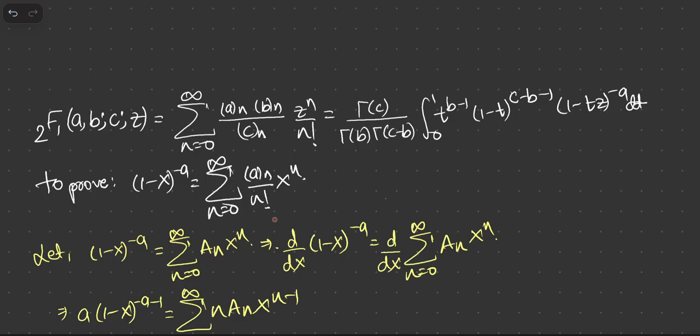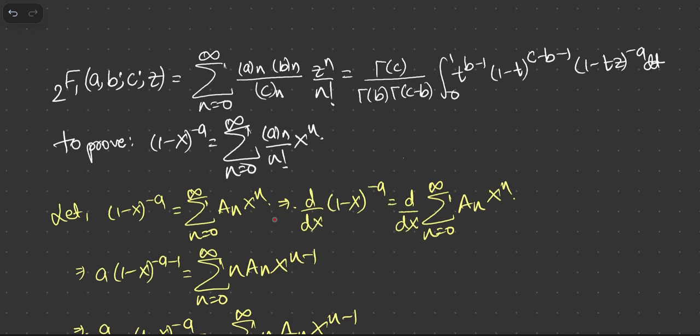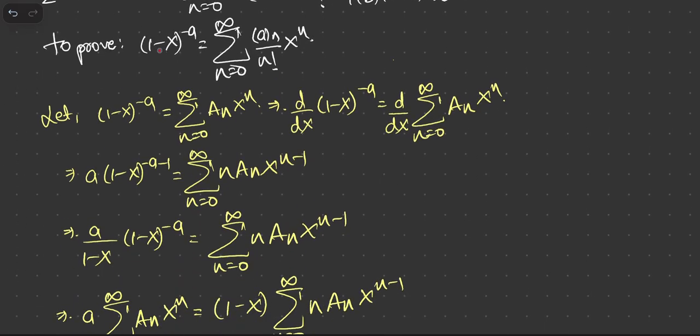It's pretty easy, it's not that difficult to prove. Basically we have to prove this thing: 1 minus x to the minus a. It's an identity, the generalized binomial theorem, we can say. It's the sum as n goes from 0 to infinity of the Pochhammer symbol of a sub n over n factorial times x to the n. That's what we are going to prove in this video.